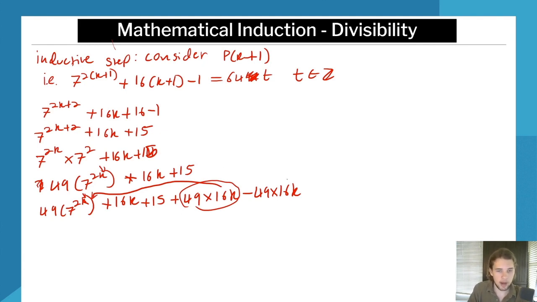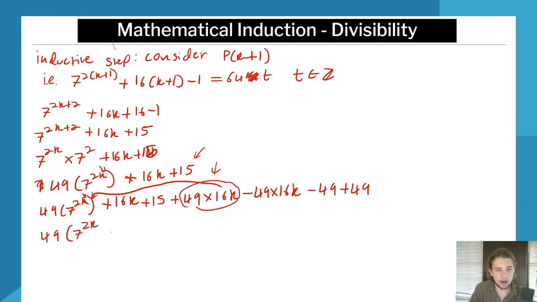Now we also want to get a minus 1 in there. So I'm going to do a minus 49 and a plus 49 at the end as well. So the expression is still equivalent to this expression over here. They're equal to each other, but we've added some terms that can allow us to move things around a little bit.